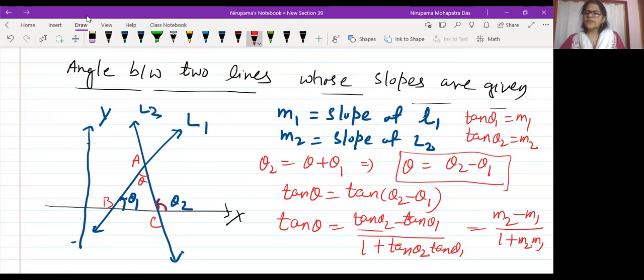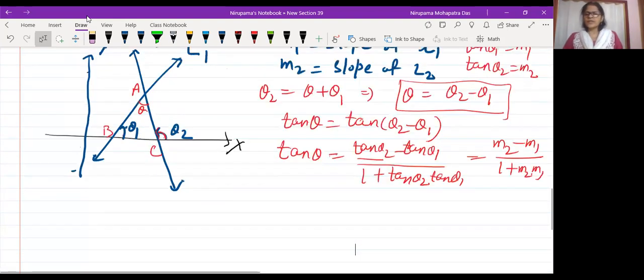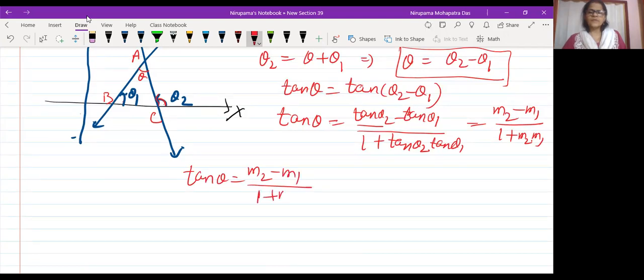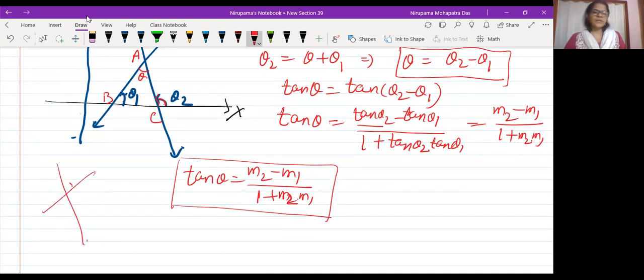Tan theta 2 is M2, tan theta 1 is M1. So what are we getting here? If theta is the angle between two lines, then tan theta is m2 minus m1 by 1 plus m2 into m1. Whenever we say angle between two lines, for example these are two lines, you may take this angle and you may take this one also. So one angle will be acute and the other obtuse. So ideally you may get plus or minus here also.